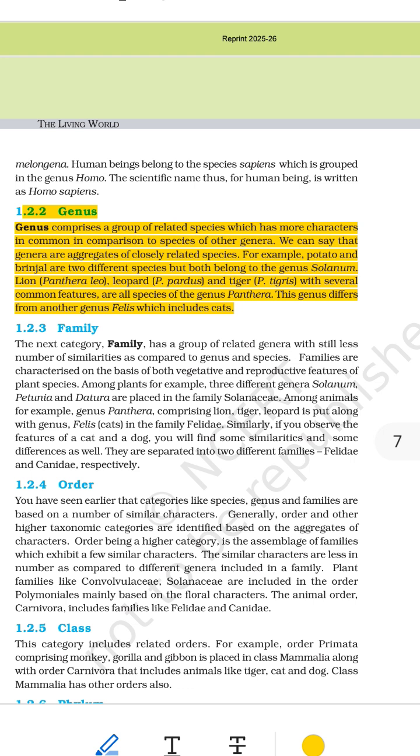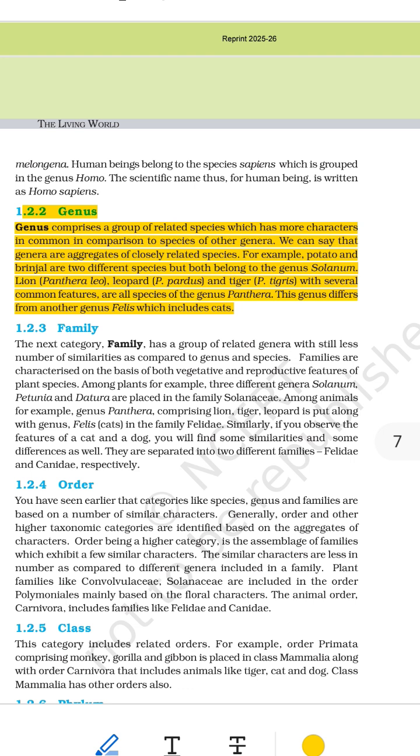In science, a genus is like that. It is a group made up of species that are very much alike. These species are like close cousins. They are not exactly the same, but they look and behave similarly. Now let's break the paragraph line by line.